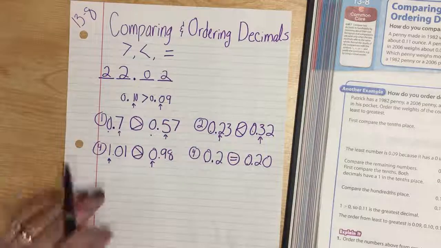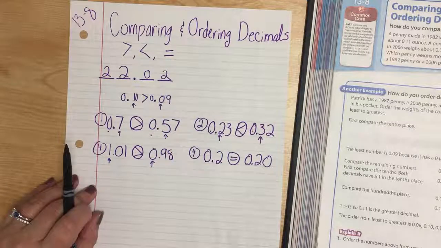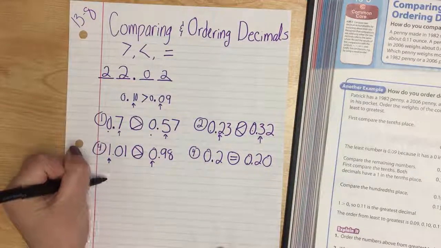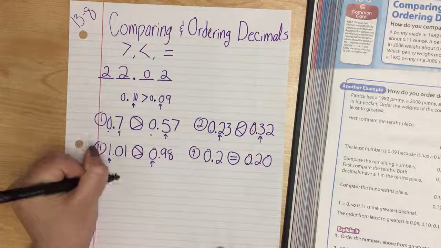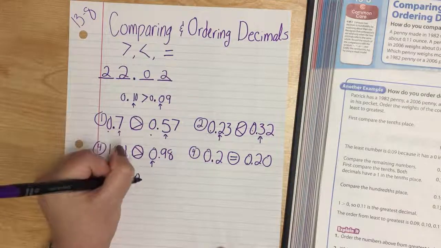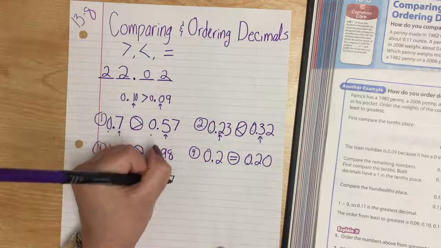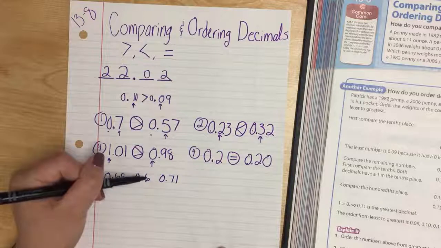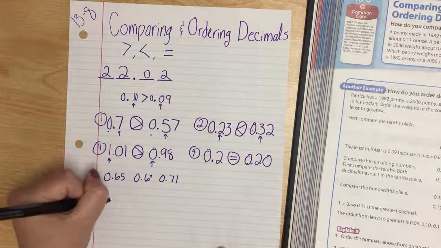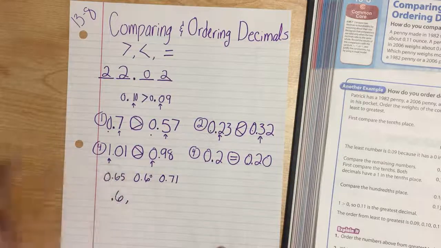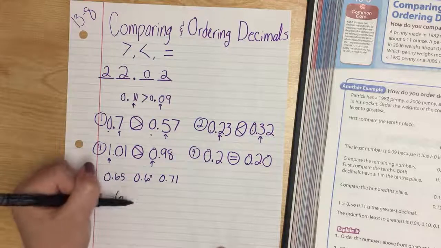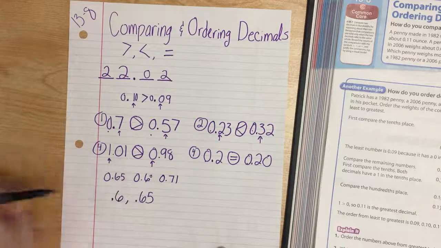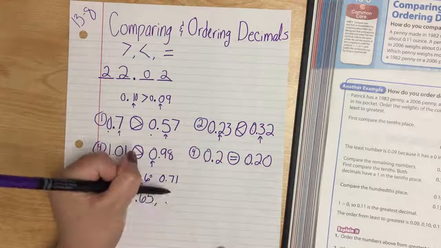Okay, now it wants me to put numbers in order from least to greatest. So I'm looking at 0.65, 0.6, 0.71. Which one of these is the smallest? 0.6, because technically it's a 60. So that comes first. What comes next? 0.65, because technically that's just 5 more than this one. And then last is 0.71.